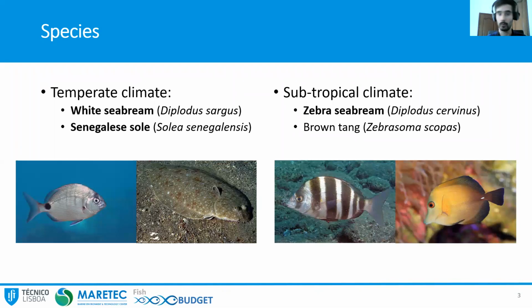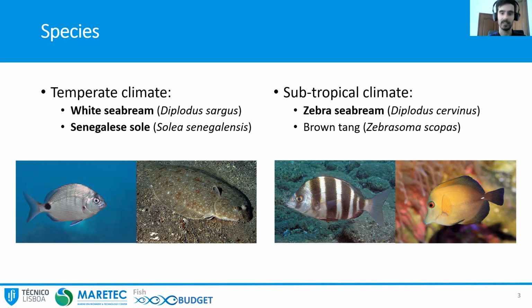Four species were chosen for this project, two temperate species, the white sea bream and the Senegalese sole, and two subtropical species, the zebra sea bream and the brown tang. The idea behind this choice was to choose species that were somewhat comparable.